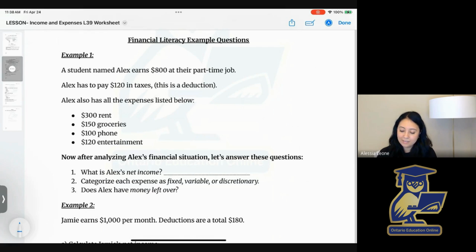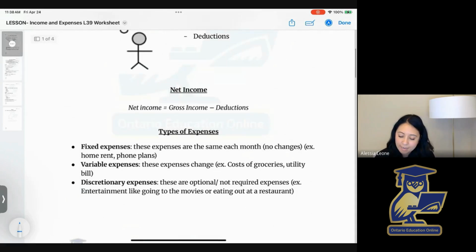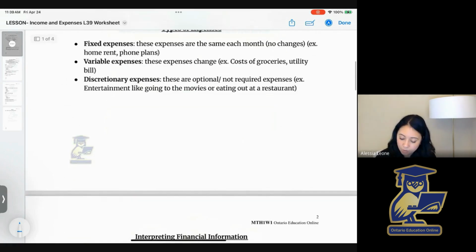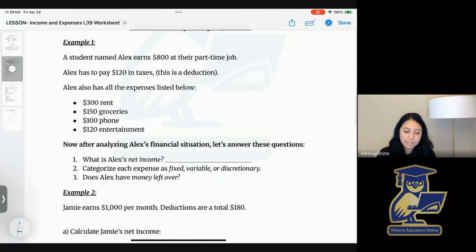So what is Alex's net income? At the beginning there, our net income was our gross income. So this is our total income minus our deductions, something like taxes. That gives us our net income. So if we go back to our example here, what is his net income?